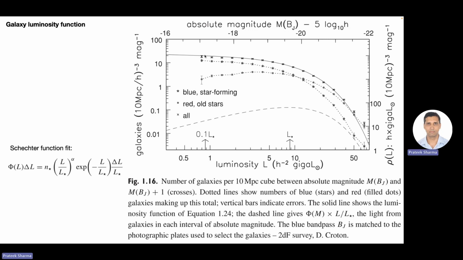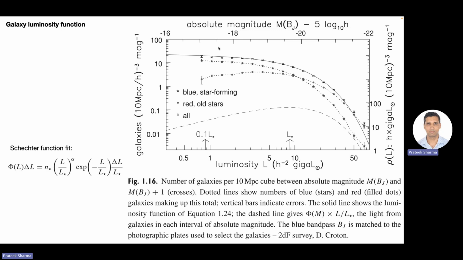And it has a very characteristic shape. Okay, so this is the data. This is a fit to the data of this kind. This fit is described by something called a Schechter function. This is the functional form of that function, the Schechter function. So it is a power law with an exponential cutoff at large luminosities.